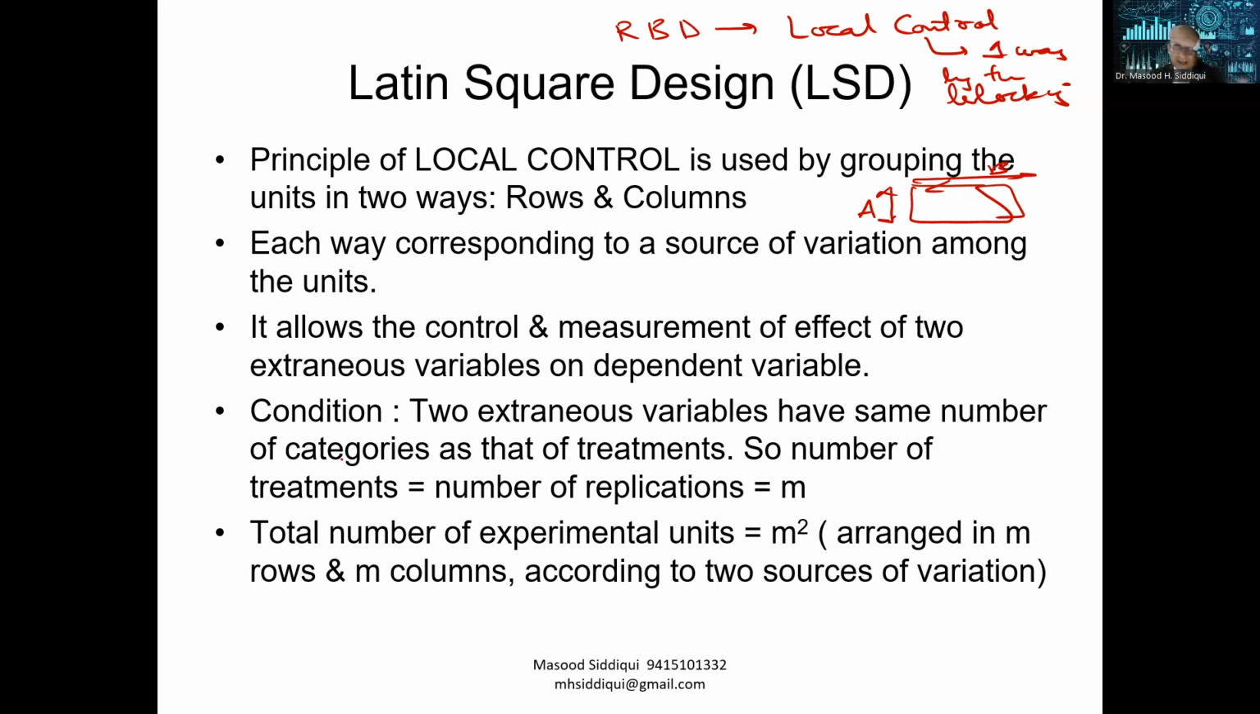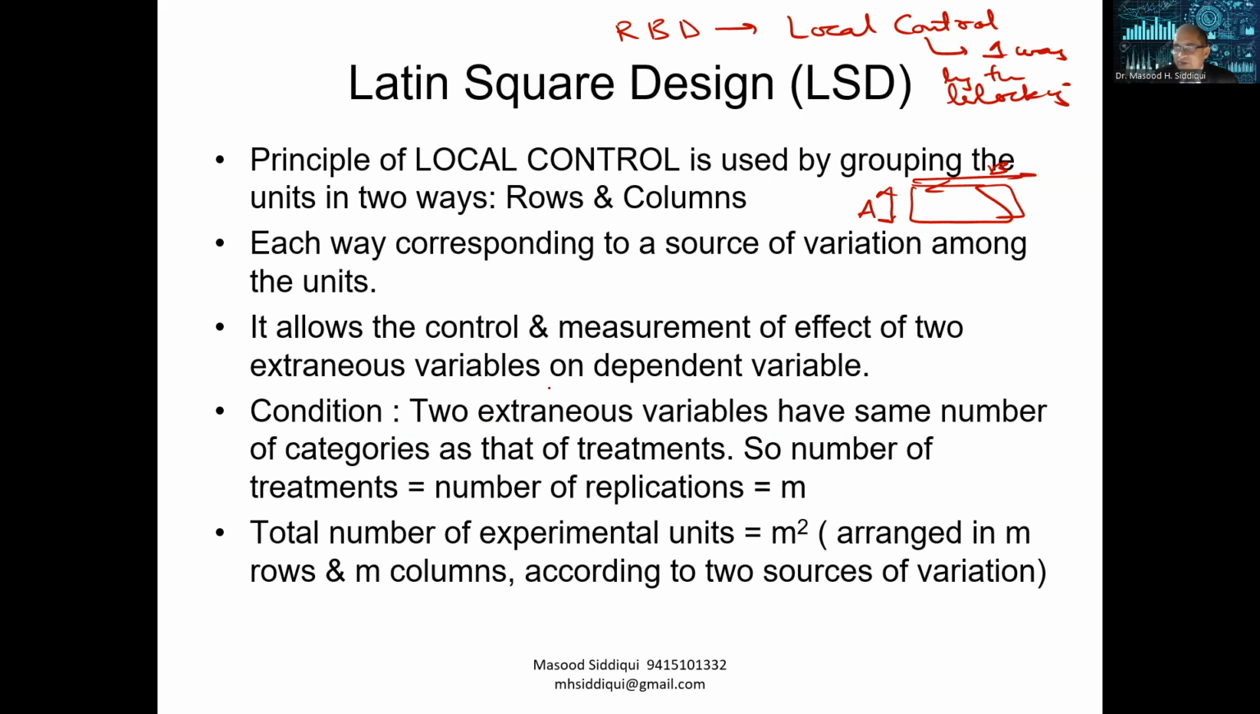Since there are two ways, it allows the control and measurement of the effect of two extraneous variables, one on the row side that is A and one on the column side that is B. So it allows the control and measurement of the effect of two extraneous variables on the dependent variable. But the only condition is that the two extraneous variables have the same number of categories, right?